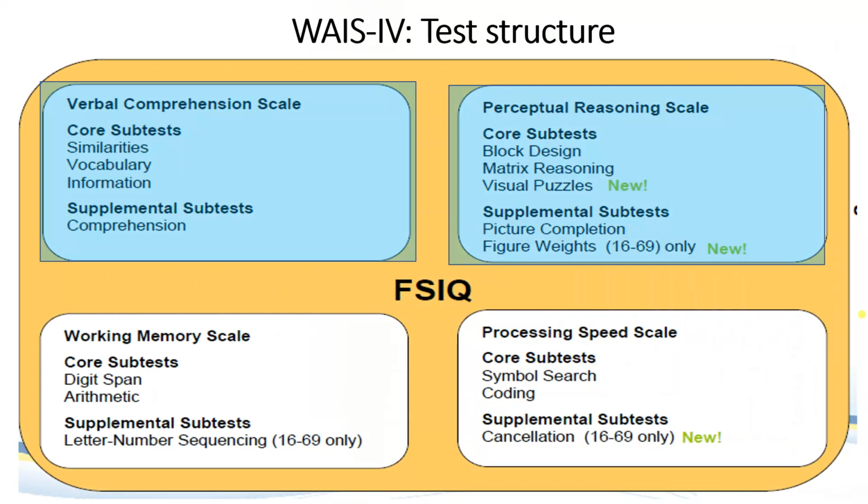In the second lecture, I covered the perceptual reasoning scale, the three core tests, that is block design, matrix reasoning, and visual puzzles, and two supplemental tests, picture completion and figure weights, as well as the working memory scale, the two core subtests, digit span and arithmetic, with letter-number sequencing as a supplemental subtest.